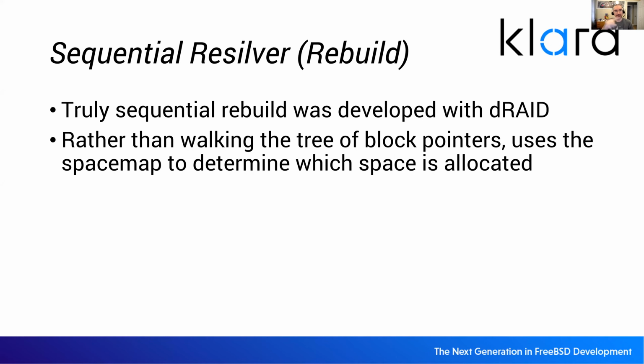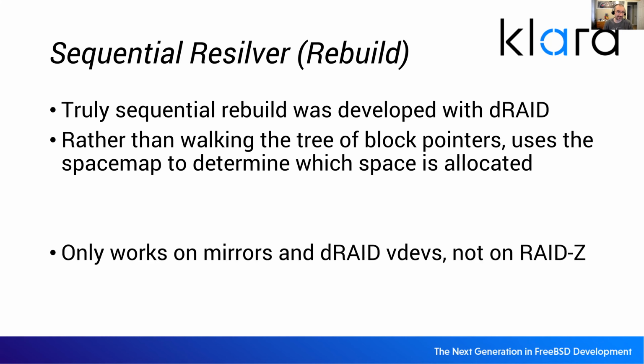So rather than walking that tree of blocks like the healing resilver does, this one just uses the space map, the ZFS data structure that keeps track of which blocks on disks are used and which ones are still free. So it just looks at the ranges of blocks on the disk that are allocated. It maintains the advantage of a ZFS resilver of not having to do every single block like a hardware RAID card does, but it just looks at which blocks are allocated and which aren't, and it sequentially walks through the disk and does the resilver.